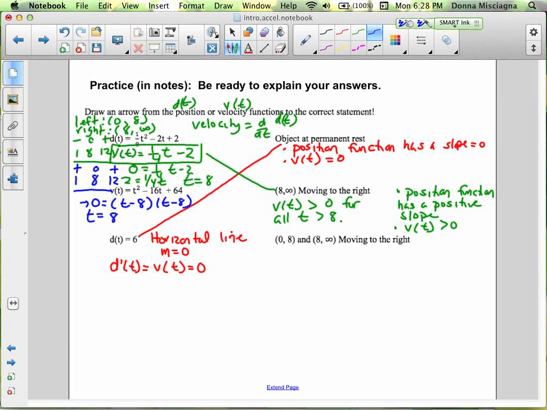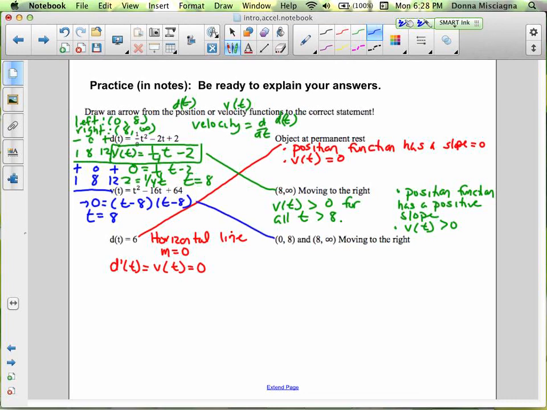So notice even though the derivative is 0 at 8, it's going to keep moving in the positive direction. Right? So the only place that we're not moving is that momentary instant at t equals 8. Or I guess I shouldn't say it's not moving at all, but our velocity function is 0. So here, this one matches with this one.